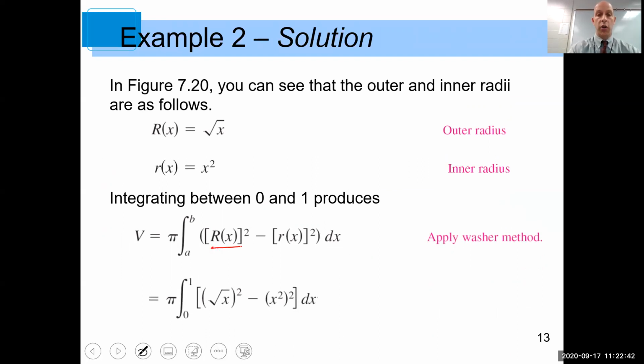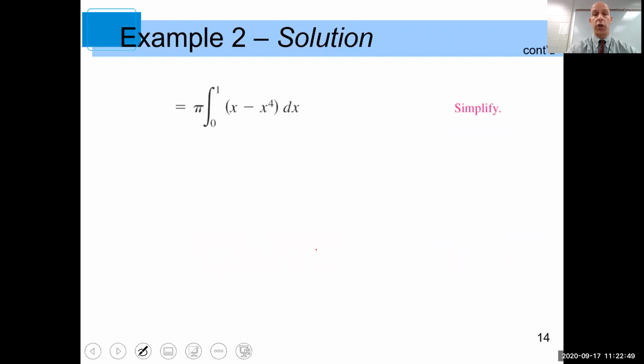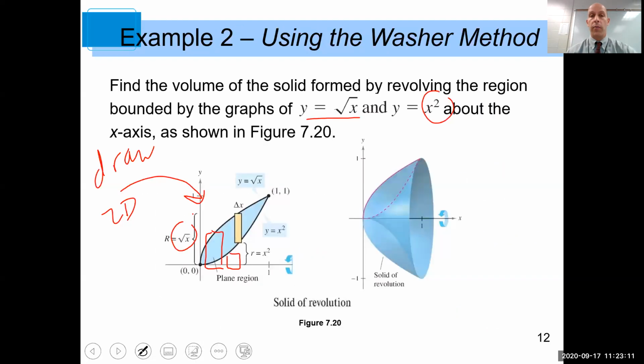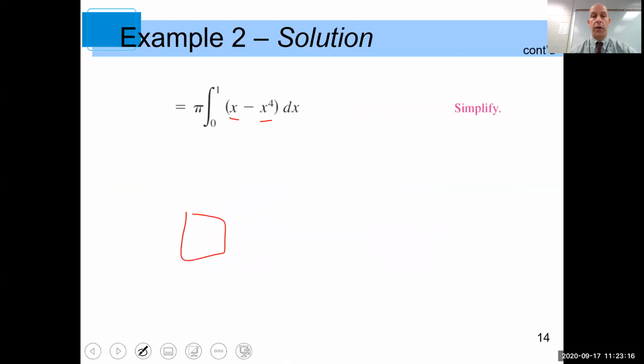Please don't forget you've got to square each of these. When we clean this up, the square root of x squared is just going to be x, and x squared squared is going to be x to the 4th. The antiderivatives are going to be x squared over 2 and x to the 5th over 5. We're going to integrate from 0 to 1, and we get a nice answer of 3 pi over 10. So the volume of this shape is exactly 3 pi over 10 units.